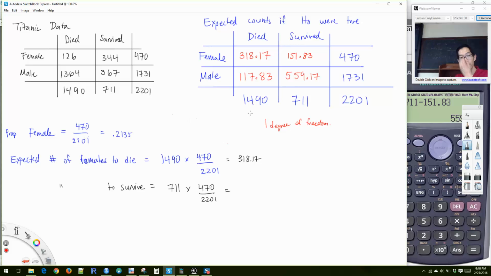Okay, so anyway, this is what we saw. This is what we would expect to see if gender and survival were independent. Our chi-squared statistic is the sum of observed minus expected, squared, over expected, and we do this for all of the internal cells.